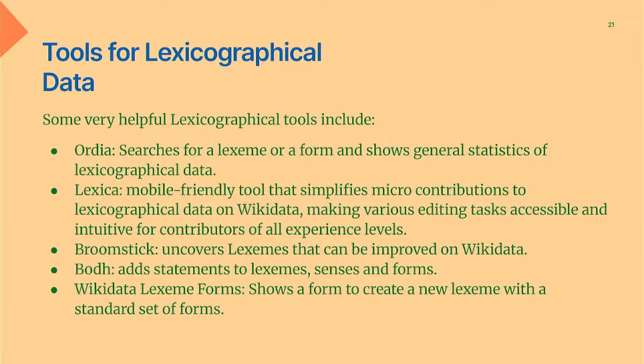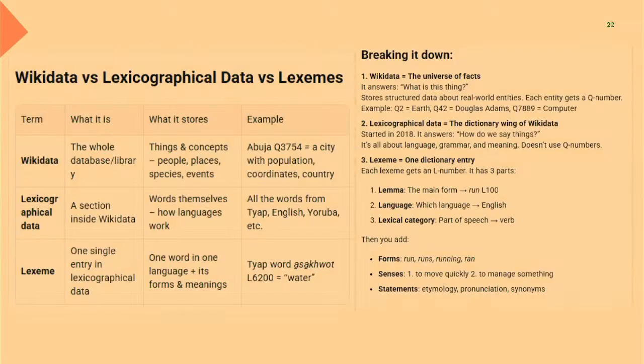So we are rounding up on the contents of the table of contents. Now, this is where your questions come in. Wikidata versus lexicographical data versus lexemes. What are the differences? Right? So now, if we check on the table here, we have term, what is it, what is those, and examples. Right? Are we all here?